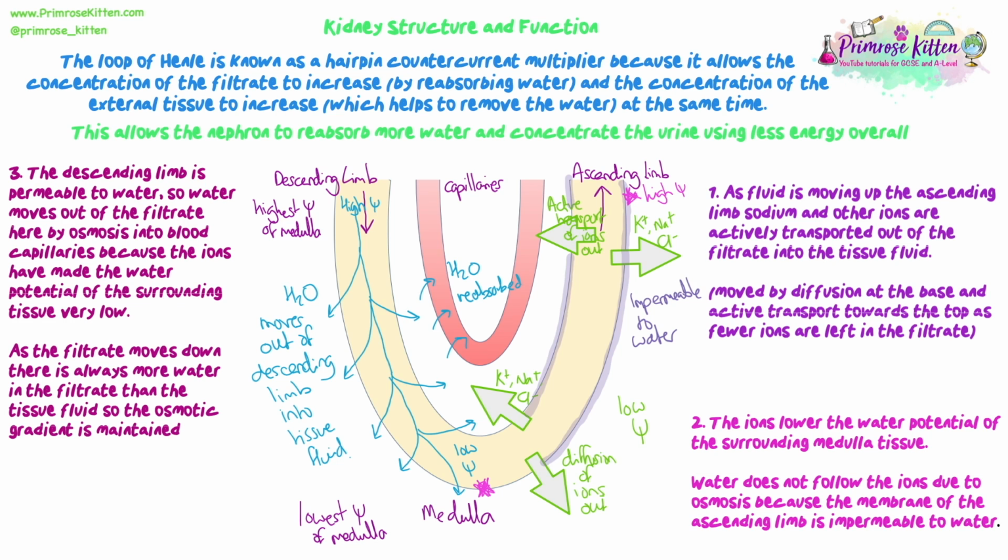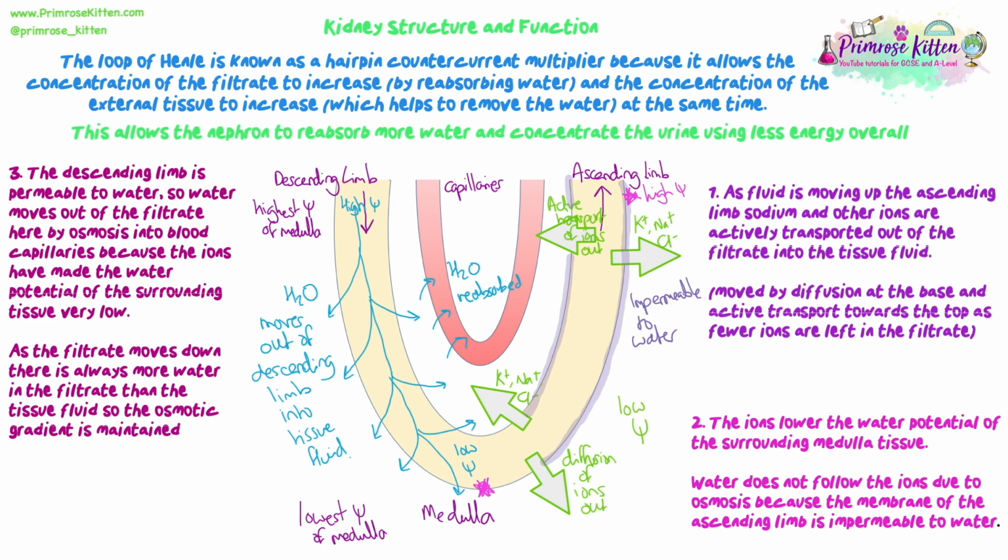And you could always sketch yourself a little quick diagram to remember: descending, permeable to water; ascending, impermeable to water; ions being actively transported out at the top of the ascending limb; diffusion of ions down the bottom; water moves out of the filtrate as it moves down the descending limb, because as you move down the outside in the medulla, the water potential gets lower and lower because more and more ions are being let out, diffused out or actively transported out into the tissue fluid. So it moves down its water gradient as osmosis happens.